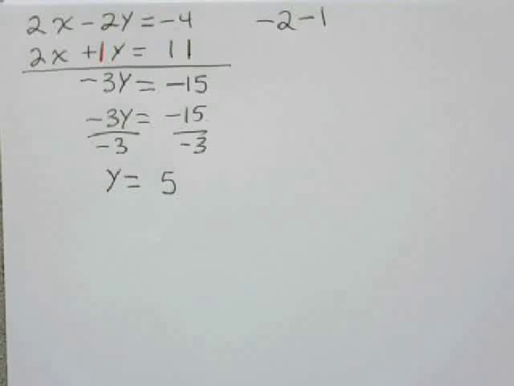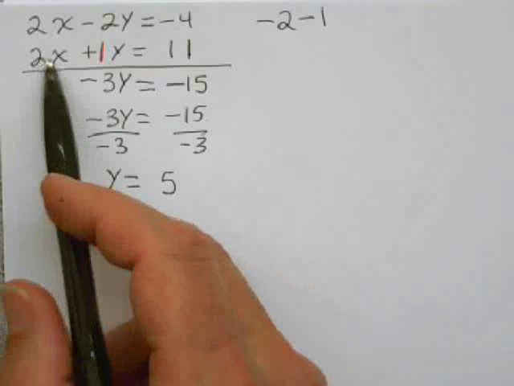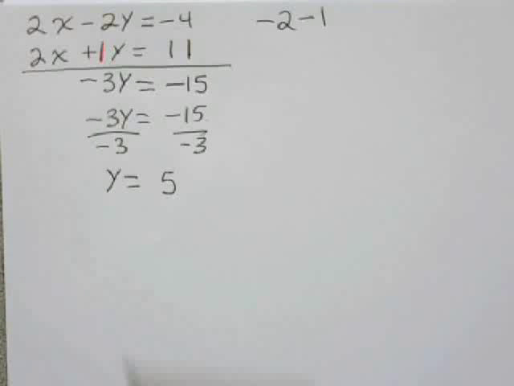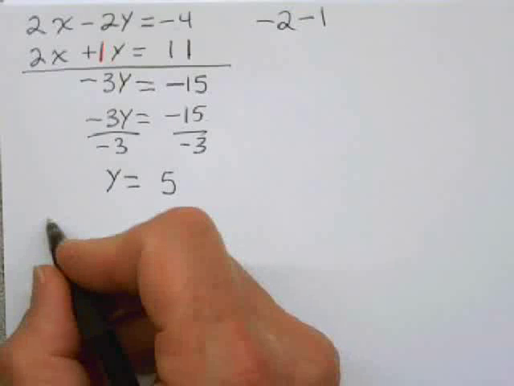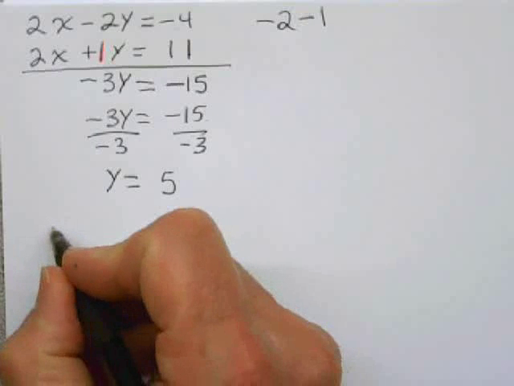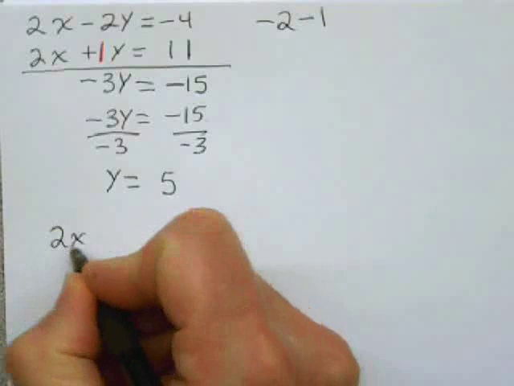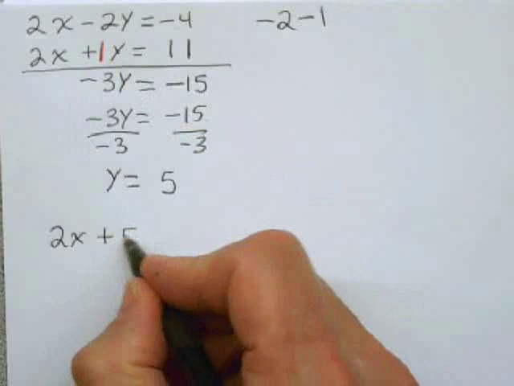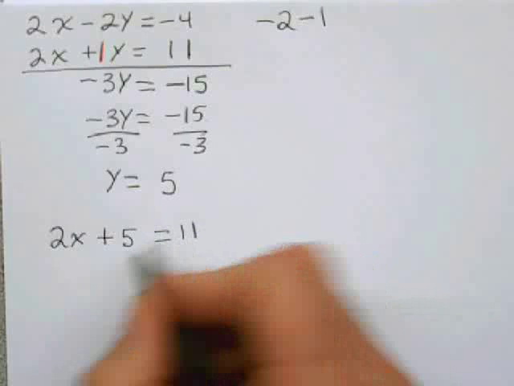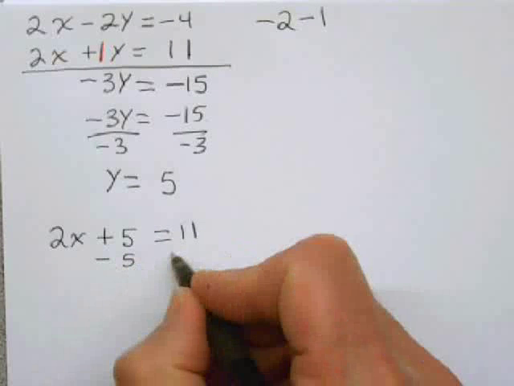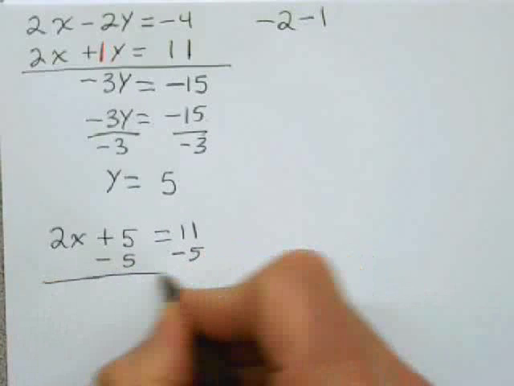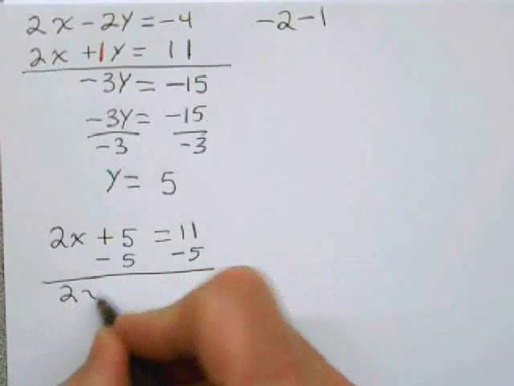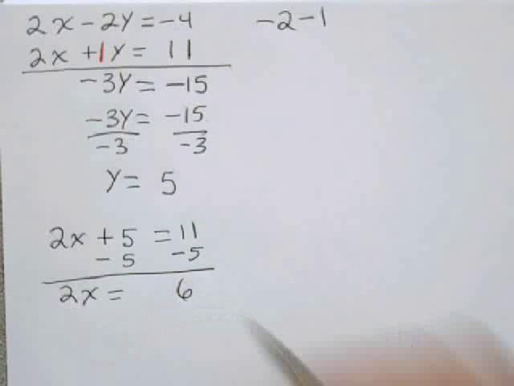I'm going to substitute in 5 for y in my second equation. I think that will make the most sense. So let's do that. I think we have enough room right here. If y equals 5, let's rewrite this as 2x plus 5 equals 11, substituting into this equation. And I'm going to subtract 5 from both sides. That would mean that 2x, of course, would equal 6.